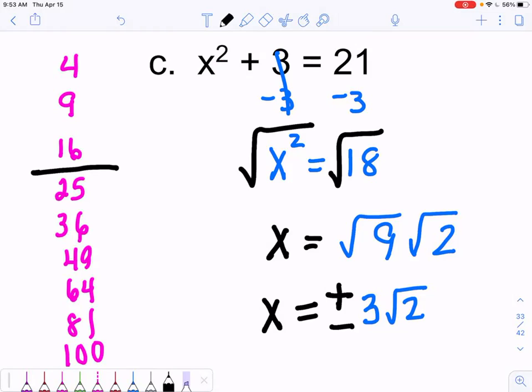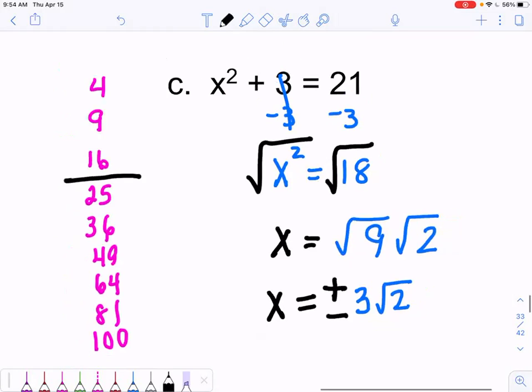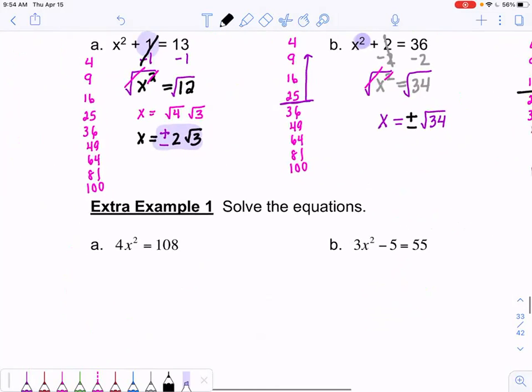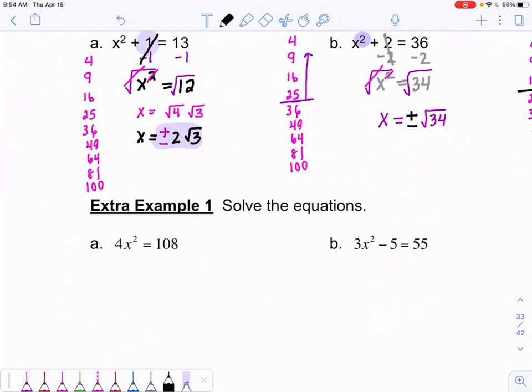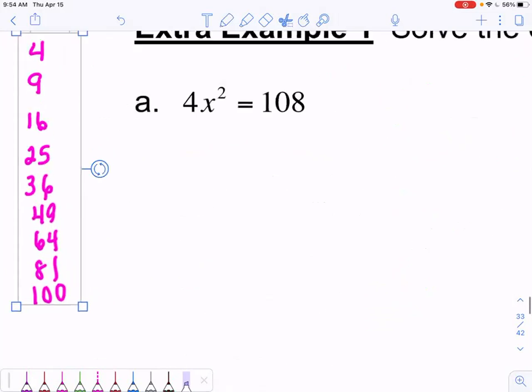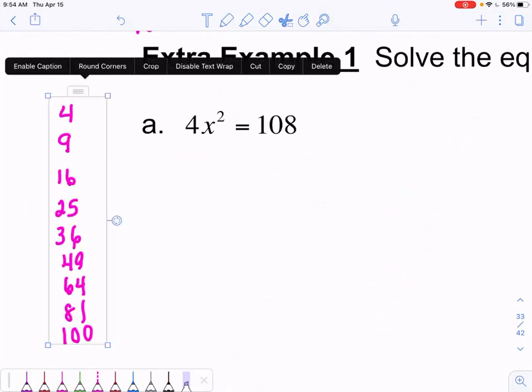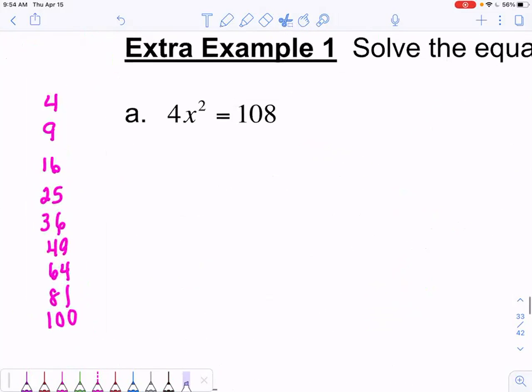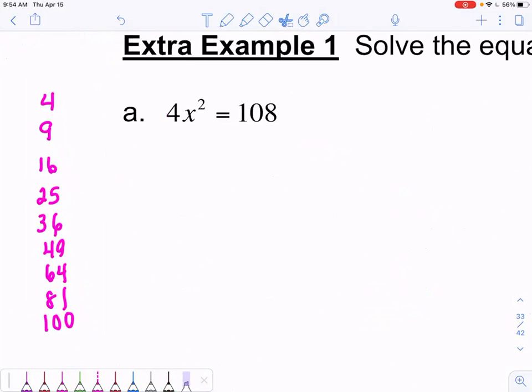Questions? All right, so we're going to continue working with the next set. We're just going to add a little step to it. So looking at the next group of problems, again, solve the equation. So we're trying to solve for x squared. We have 4x squared equals 108.